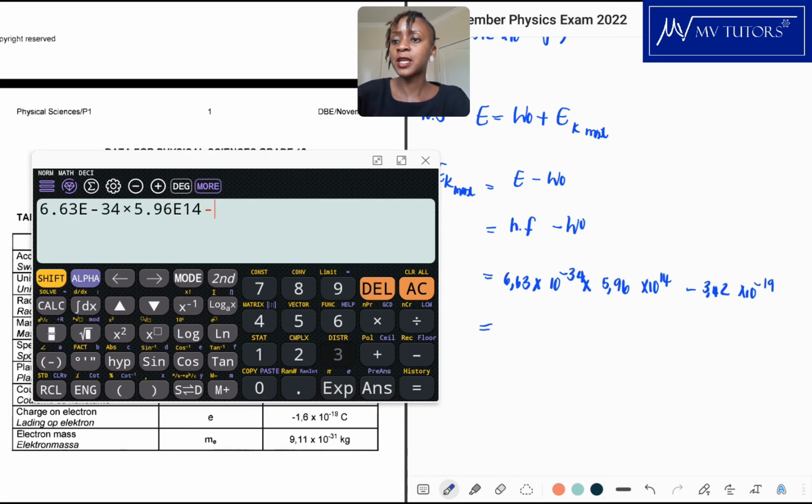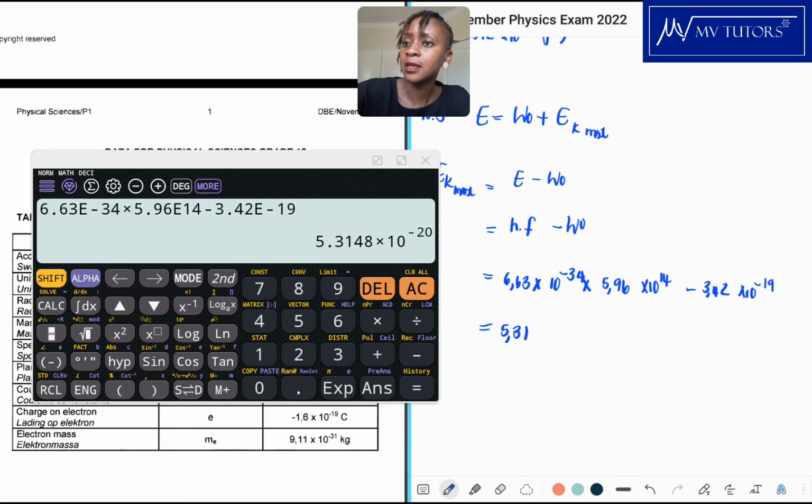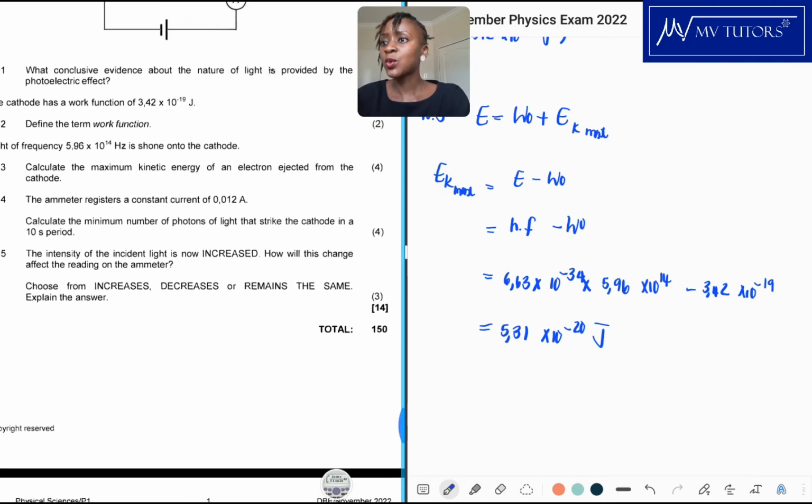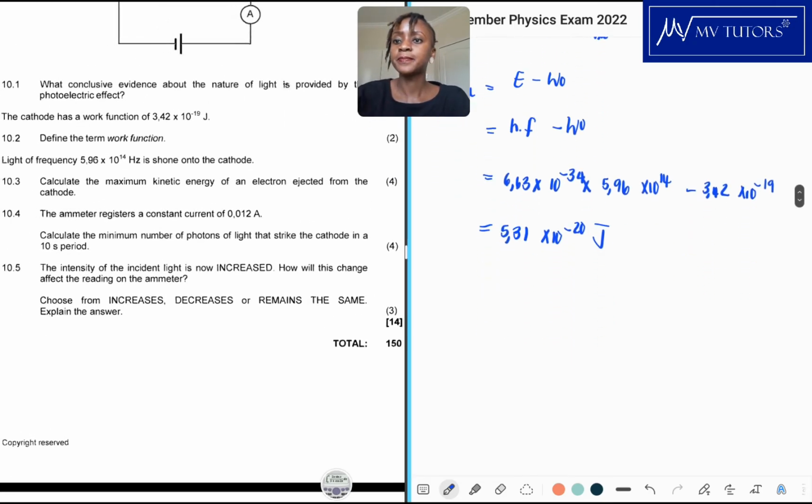All right, and then we subtract 3,42 times 10 to the power negative 19, and we get 5,31 times 10 to the power negative 20, and the answer will be in joules. 5,31 rounded off to 2 decimal places times 10 to the power negative 20. This is energy, so it's going to be joules. Okay, cool. That was a nice 4 marks.